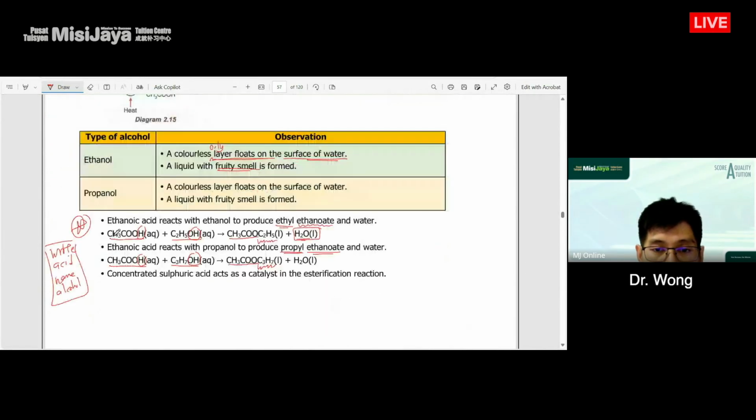Okay, so concentrated sulfuric acid acts as a catalyst in the esterification reaction as shown above. Okay, so this is the reaction in the exam, also very popular, asked you to write the equation, balance, and name the ester formed. Okay, so please make sure everyone knows how to write this ester.